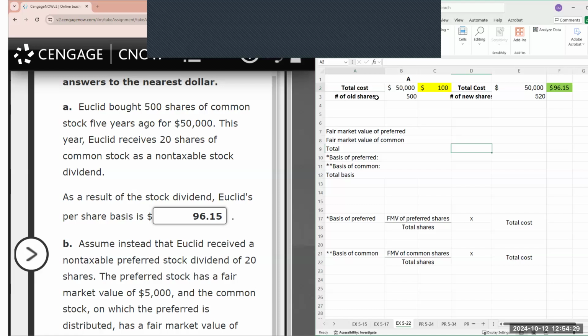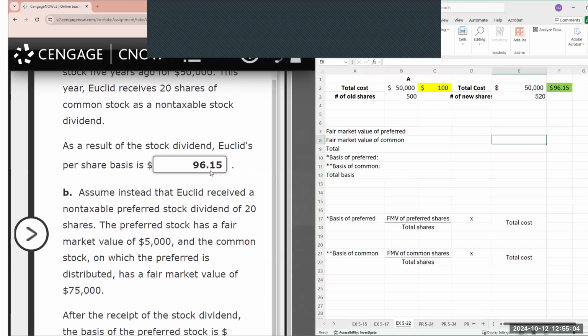So again, how do we determine it? It's the total cost divided by the number of shares. The total cost, it's still $50,000, the basis. However, in total, we now have an additional 20 shares, so for a total of 520. So our per share basis is 96.15. But again, if we multiply the 96.15 by 520, we get the same basis of $50,000, right? So that's for part A.